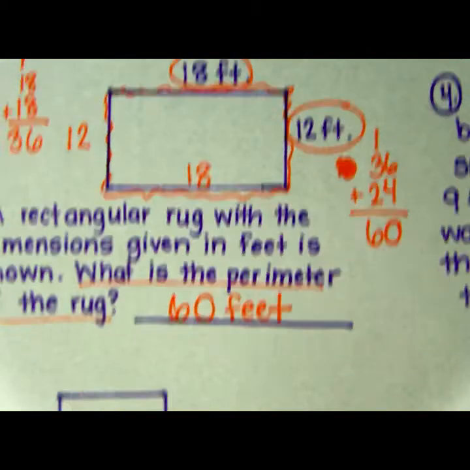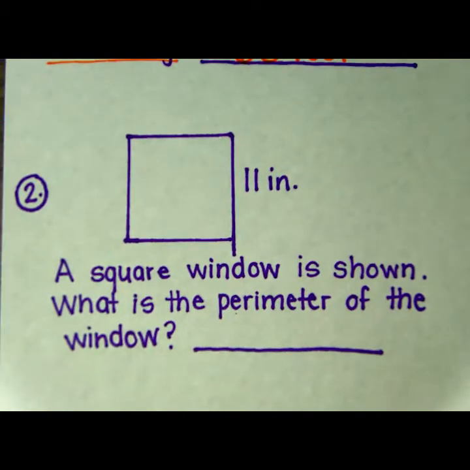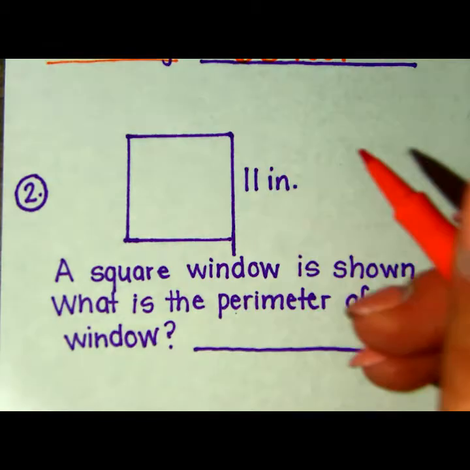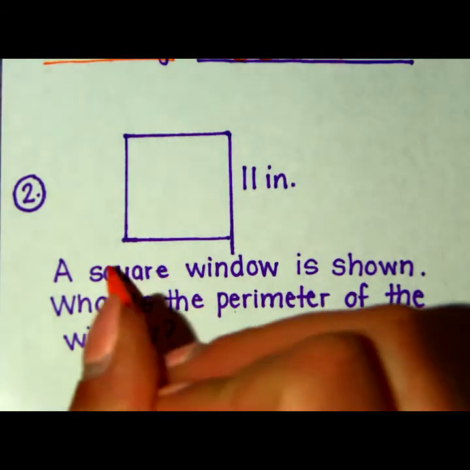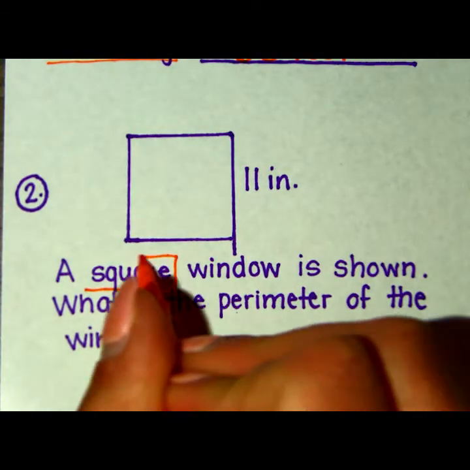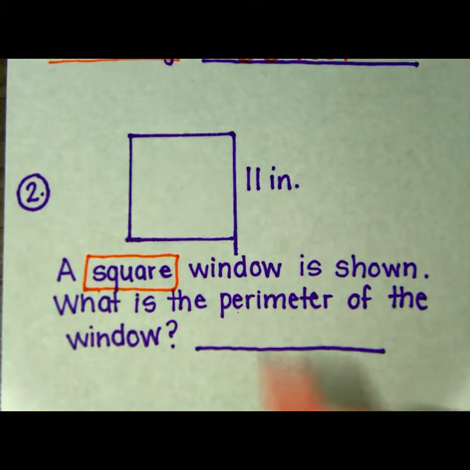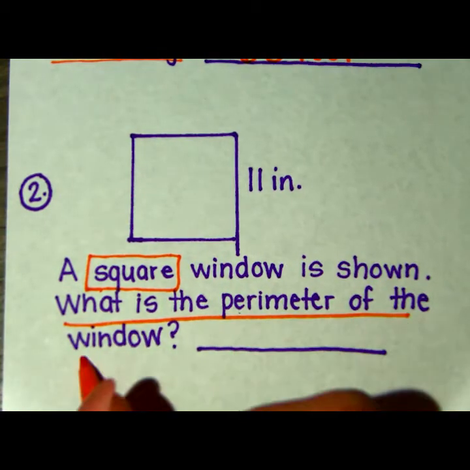Let's try problem number 2. A square window is shown. What is the perimeter of the window? Well, there's a piece of information here that's really important, and I'm even going to box it in. A square window. And then what is the perimeter of the window?